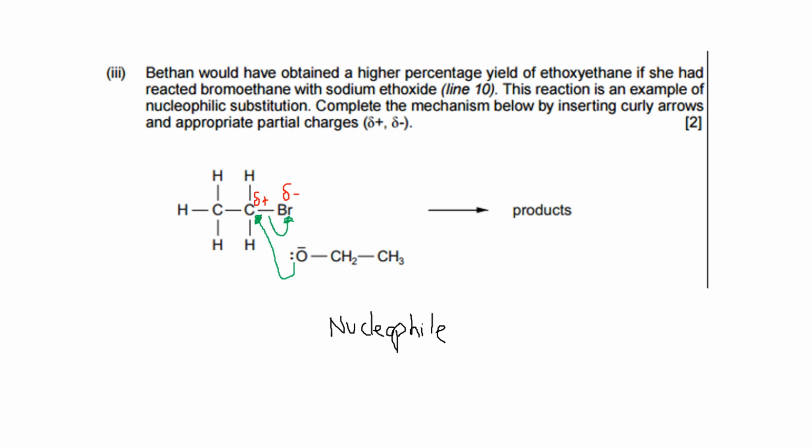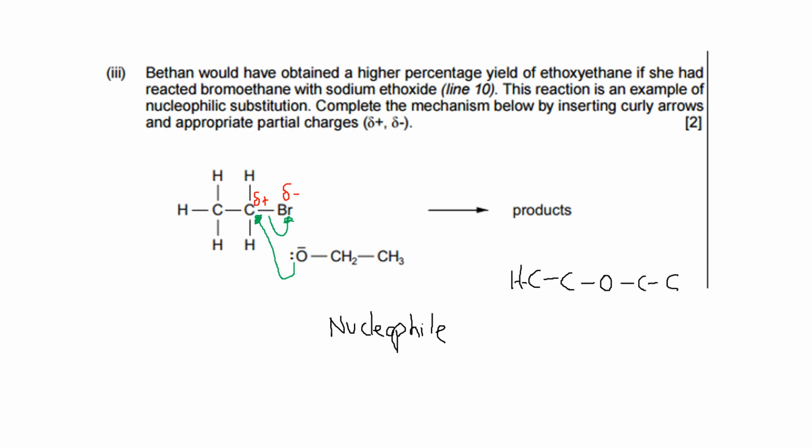So you've got a bond making curly arrow, making a new bond between the oxygen and the carbon, and then the carbon to bromine bond is breaking. The question doesn't ask for it, but it's worth drawing out what the product would look like. You'd have the 2 carbons that are here already, you've lost the bromine, and you've now got a new bond to oxygen, and then a new bond to carbon, and then another bond to carbon.